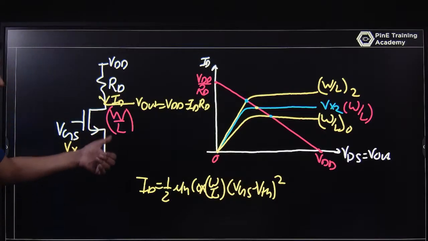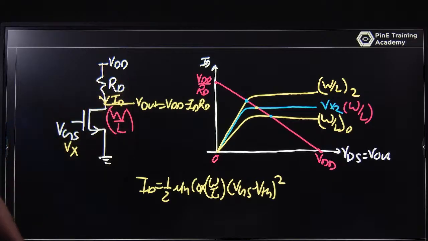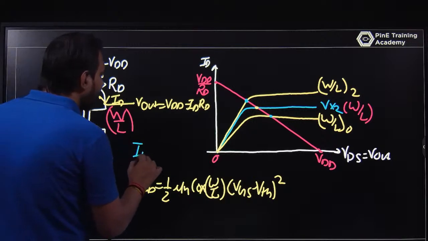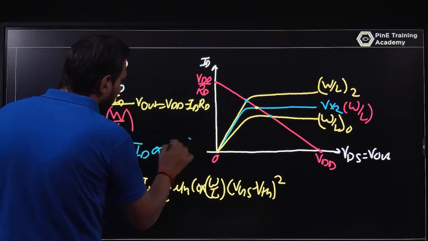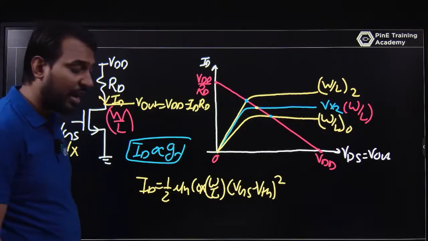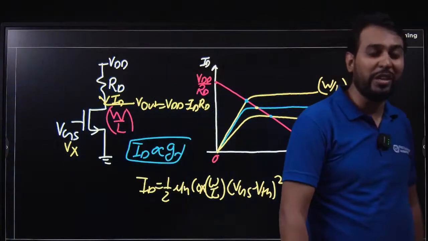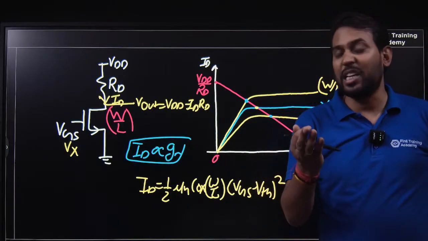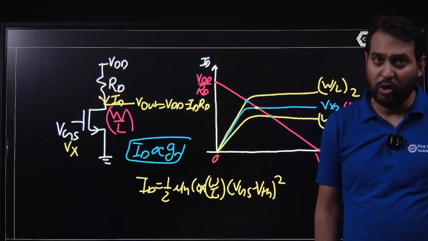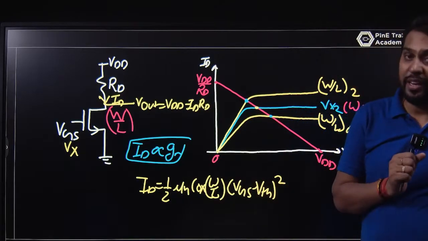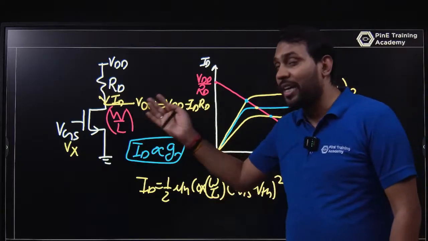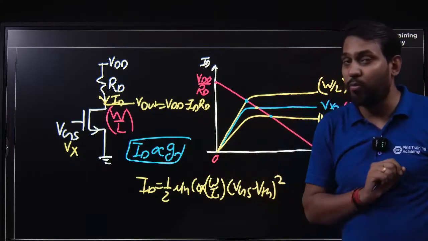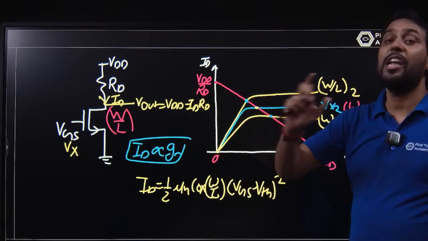So you cannot increase W by L arbitrarily to get a higher current, because if the current is higher, your transconductance will be higher. The current is directly proportional to transconductance. Gm is equal to dou ID by dou VGS. If the current is higher, your transconductance will be higher, and so the gain will be higher. So for increasing your gain, you can increase the W by L. But focus here, if you increase the W by L, the MOSFET may enter the linear region there.